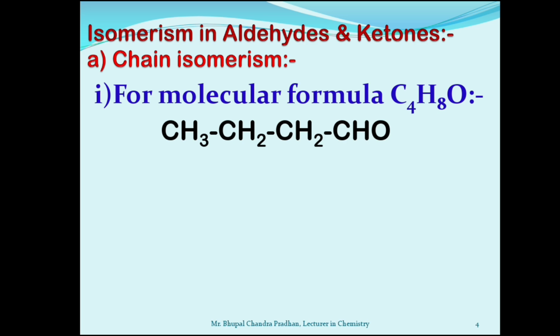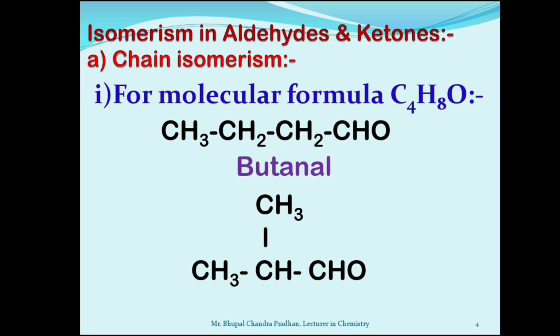From the structure it is concluded that it is an aldehyde and its name is butanal. This molecular formula can also be represented as follows: CH3, to which another CH3 is attached, and in turn attached to CHO. Here the main chain contains 3 carbon atoms. One side chain methyl is attached to the second carbon atom, so its name is 2-methylpropanal.